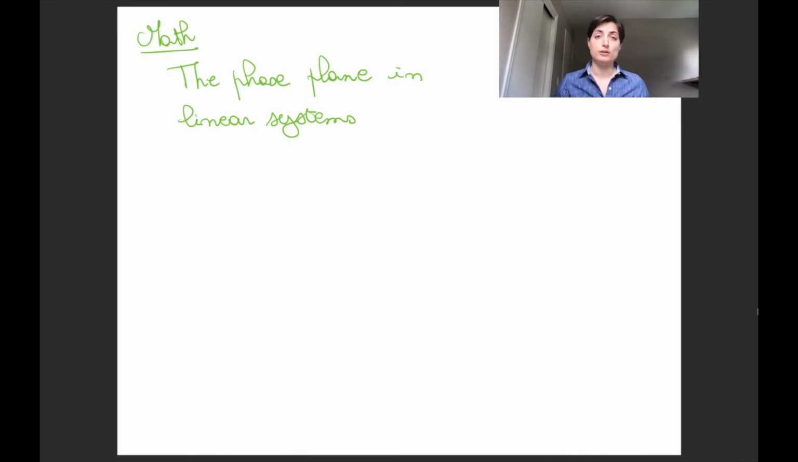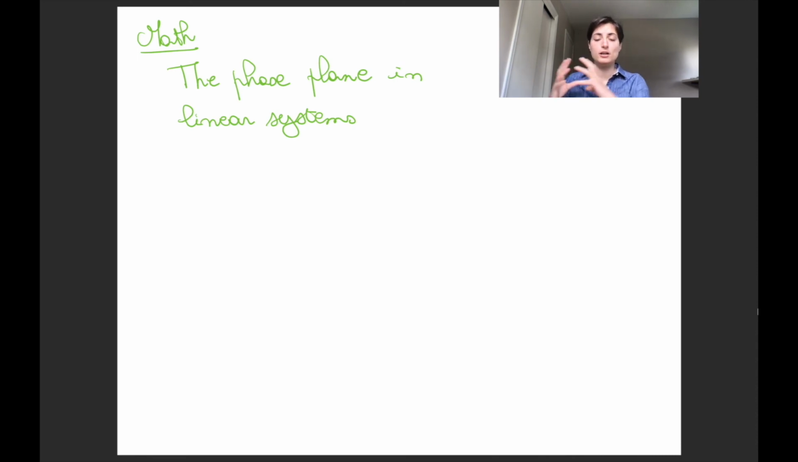Obviously, all the usual deadlines are still in place, but because of the midterm, the amount of math that we're going to be doing this week is limited. We're only going to be talking about the phase plane in linear systems. This is both an overview of everything we went through in chapter 7, so it can be used as a review for the midterm, but it's also a warm-up towards nonlinear systems.